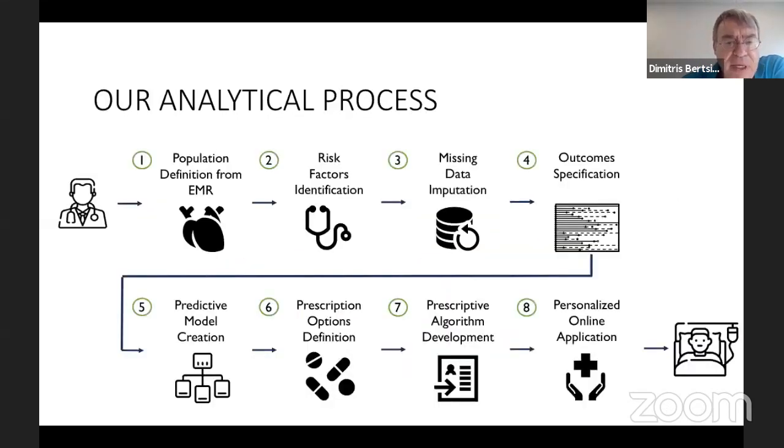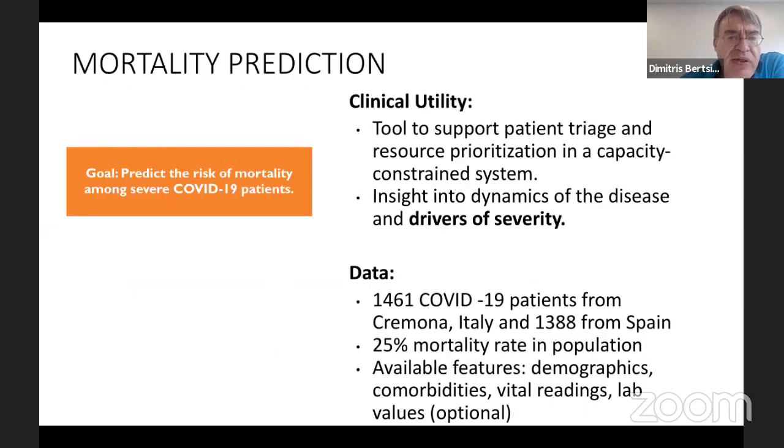Our process is as follows. I will detail briefly two calculators. The first calculator tries to predict mortality. The reason this might be relevant is how to allocate resources, especially in an environment where the resources are not fully available.